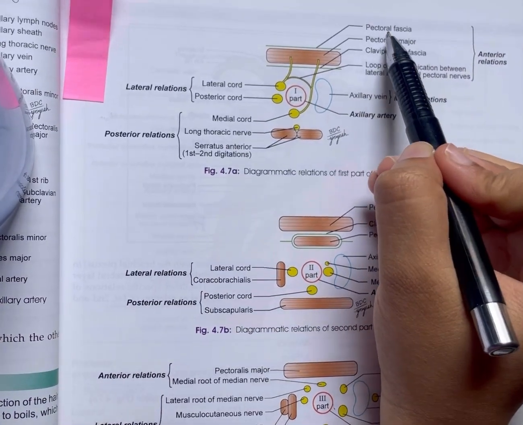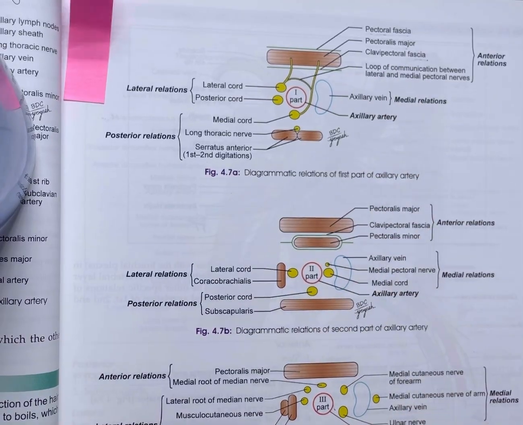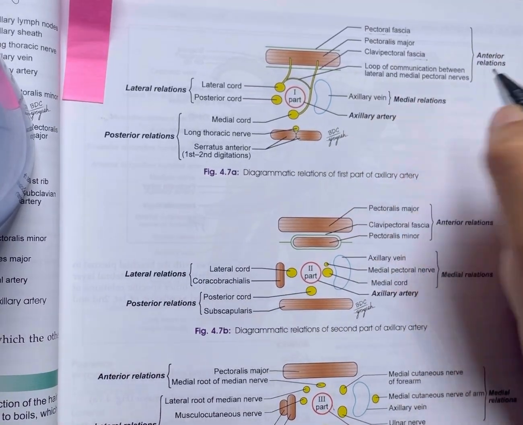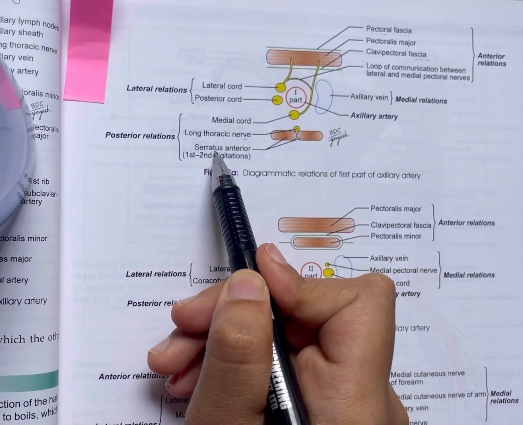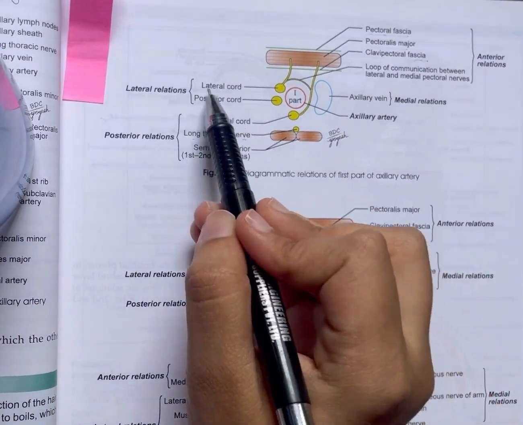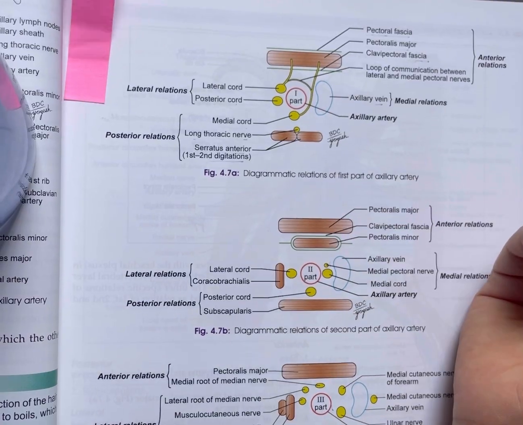Anteriorly lie the pectoral fascia, pectoralis major muscle, clavipectoral fascia, and the loop of communication between the lateral and medial pectoral nerves. The posterior relations are the medial cord, long thoracic nerve, and serratus anterior muscle. Lateral relations are the lateral cord, posterior cord. Medial relations are the axillary vein.